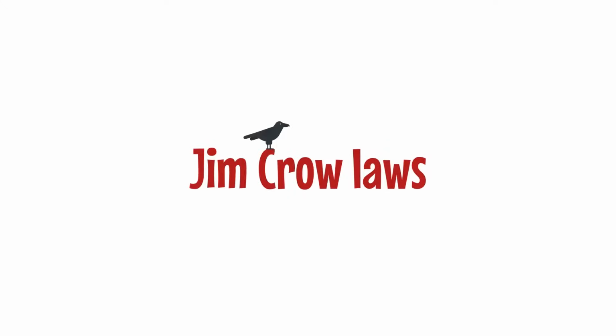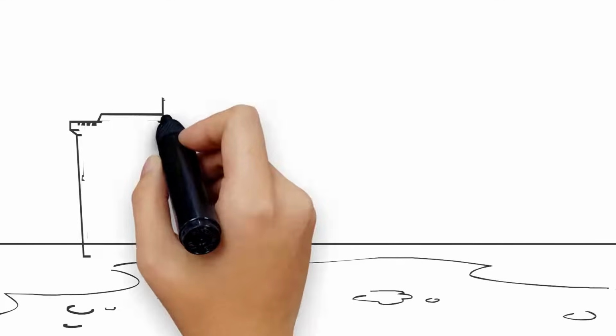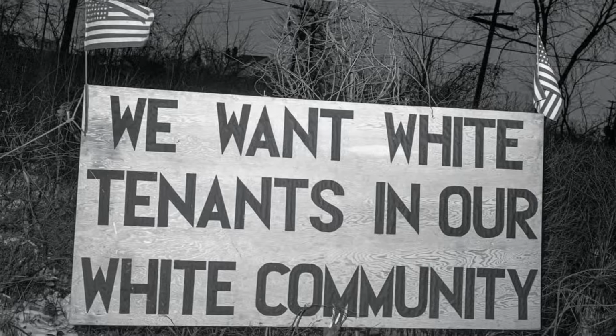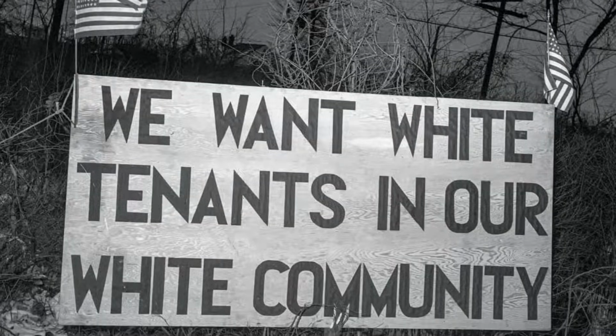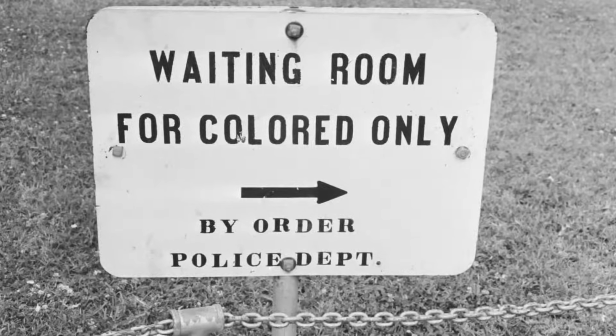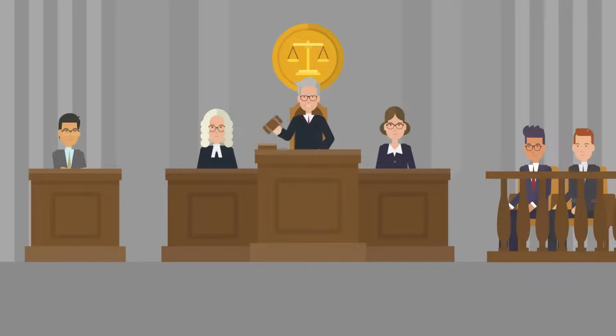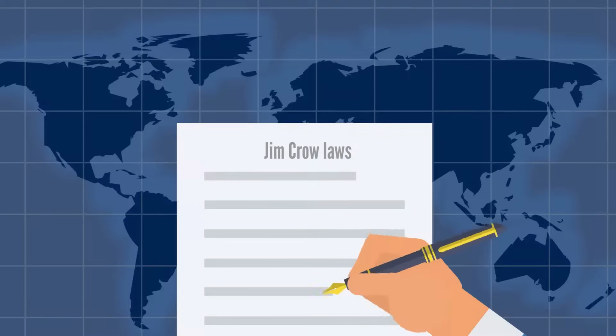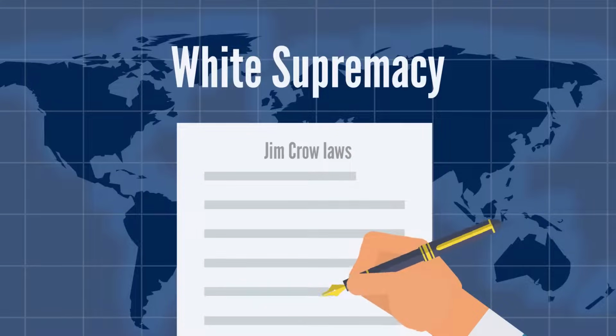Jim Crow laws were state and local laws enacted in the United States between 1876 and 1965. These laws enforced racial segregation in all public facilities in the southern United States, with a particular focus on the separation of African Americans from whites. The Jim Crow laws were enacted in response to the passage of the 14th and 15th Amendments to the U.S. Constitution, which granted citizenship and voting rights to African Americans. The laws were designed to maintain white supremacy and to deny African Americans equal rights.